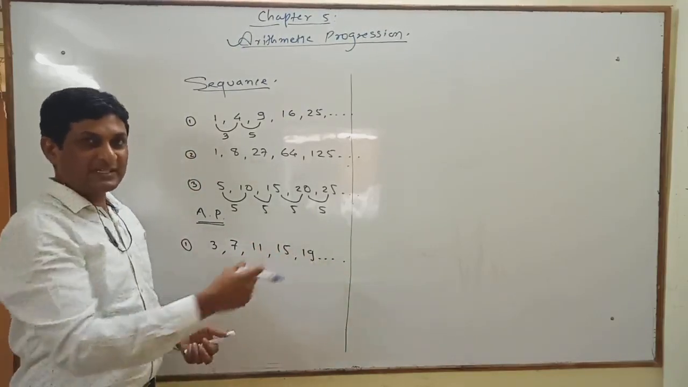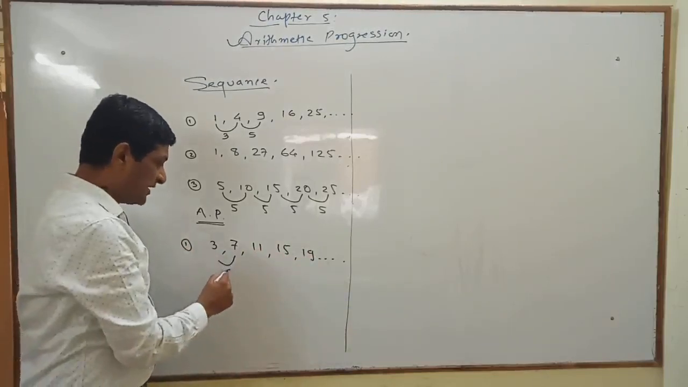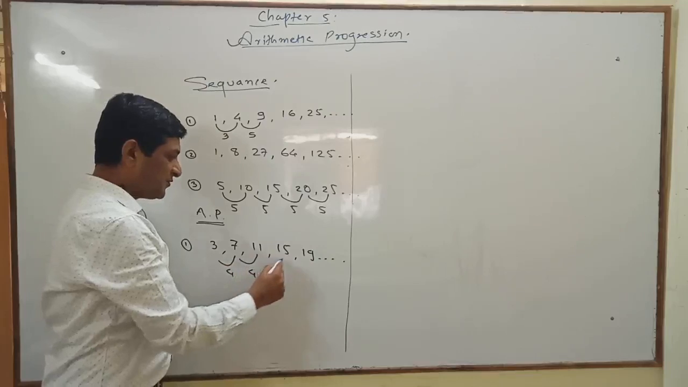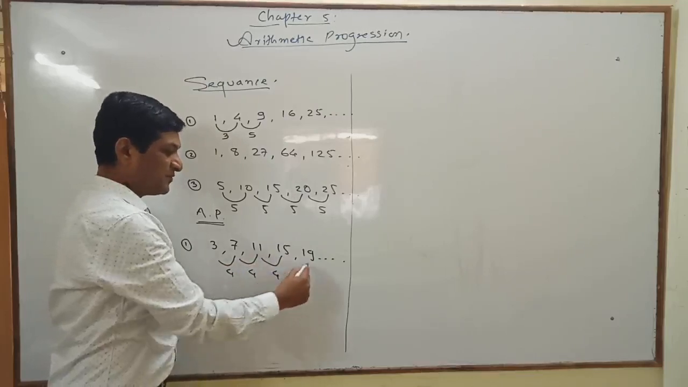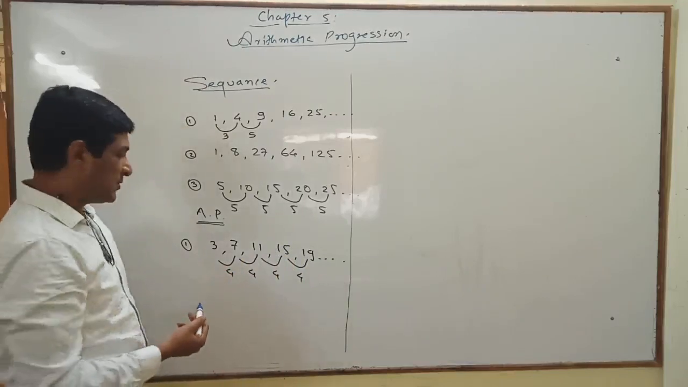So we have got one example of arithmetic progression in which the difference is 4. Here 11 minus 7 is also 4. 15 minus 11 is also 4. So the difference is constant. So this is an example of arithmetic progression.